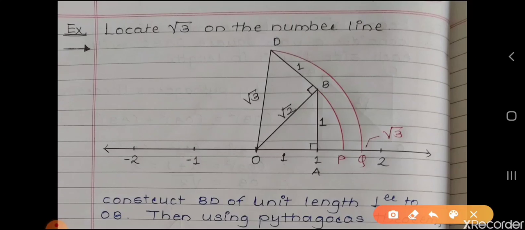Next, construct BD. Here BD is perpendicular to OB, having length 1. Means we draw BD which is perpendicular to OB and having unit length. So we get OBD as a right angle triangle.